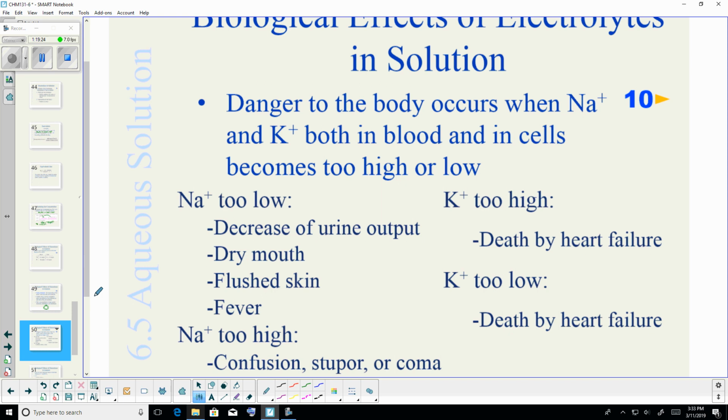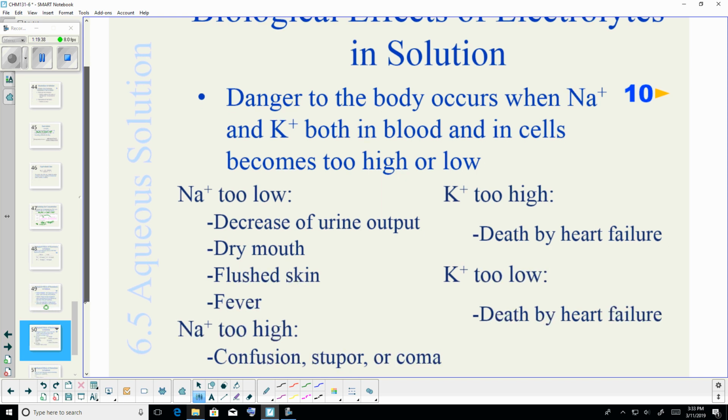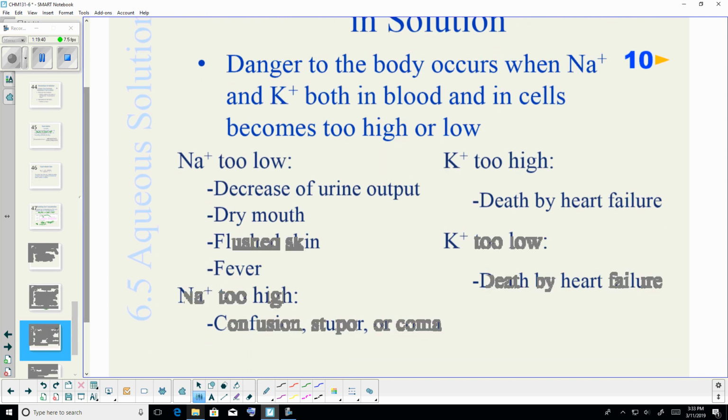There's danger that occurs in the body when potassium and sodium, both in the blood and cells, become too high or too low. If the sodium ion is too low, decrease of urine output, dry mouth, flushed skin, fever. If it's too high, confusion, stupor, or coma. Which I think probably quite a few of you are having high sodium problems right now, because you're either in a stupor, confused, or in a coma. Potassium too high, death by heart failure. Potassium too low, death by heart failure. You don't have a lot of options there with the potassium.